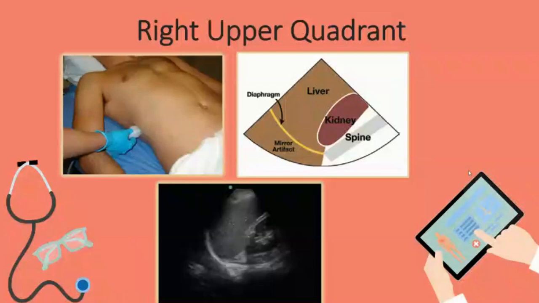You're going to sweep the transducer anterior to posterior to visualize all the potential spaces, and you're going to look for free fluid above the diaphragm, in Morrison's pouch, between the liver and the kidney, and in the pericolic gutter at the inferior pole of the kidney.